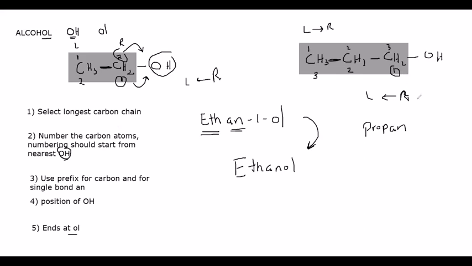Then the position of OH: the OH is attached to the first carbon, so it is 1 and OL. So this is propane 1-ol, or I can say propanol. Propane 1-ol is the same as propanol. Is this example clear?